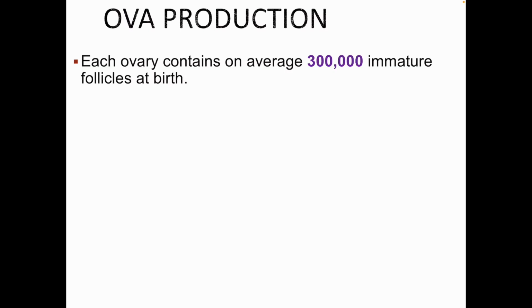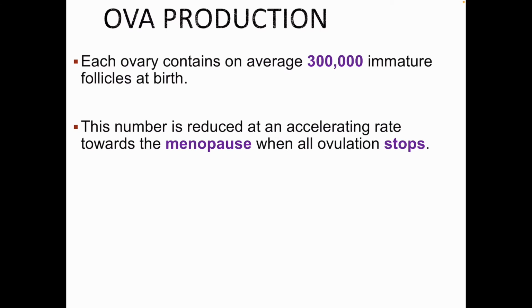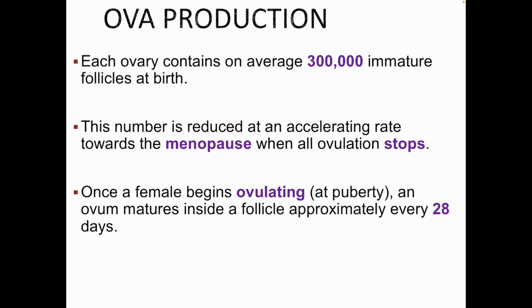So when a female is born, she contains on average 300,000 ova in each ovary. These are immature follicles. The ova have not developed properly yet. This number reduces at an increasing rate until she reaches the menopause in late 40s to 50s, and this is when ovulation stops. When a female begins ovulating at puberty, on average, a follicle matures and an ovum develops approximately every 28 days, although this can vary. It can be more, it can be less.